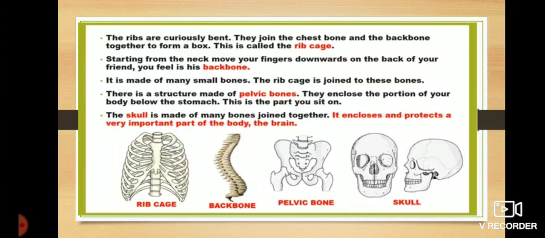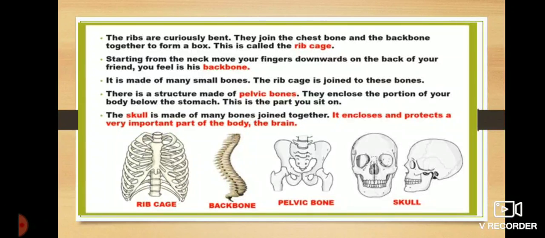The ribs are curiously bent. They join the chest bone and the backbone together to form a box. This is called the rib cage. Starting from the neck, move your fingers downwards on the back of your friend. What you feel is the backbone. It is made up of many small bones. The rib cage is joined to these bones, and we call these small bones vertebrae.